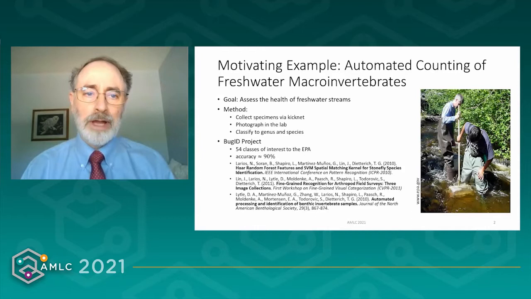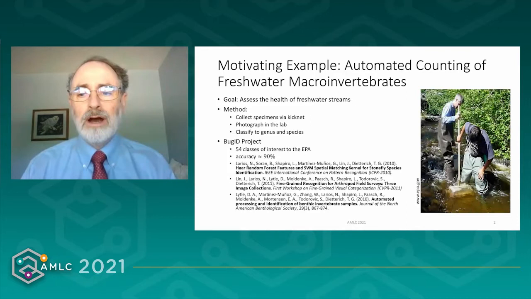And this is done by taking what's called a kick net, which you can see here on the right. You basically kick the stuff on the bottom of the stream into the net, and you're capturing these insects that live most of their lives in a larval stage underwater. They have gills and so on. They only come out of the water to mate at the very end of their lives.